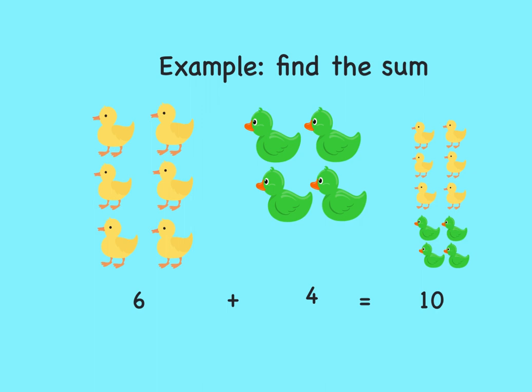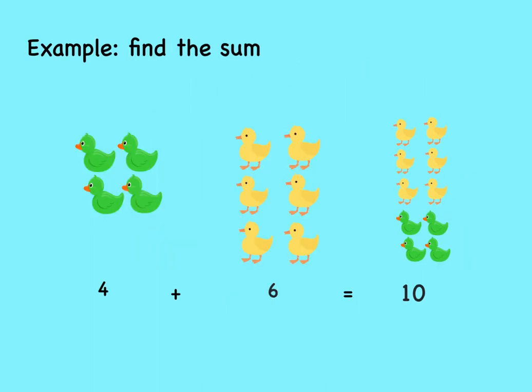In this example, we are going to find the sum using addition and our duck friends. First, let's count the yellow ducks. We have 1, 2, 3, 4, 5, 6. 6 yellow ducks. Let's count the green ducks. 1, 2, 3, 4. 4 green ducks. If we add the 6 yellow ducks plus the 4 green ducks, we can see that it equals 10 ducks total.